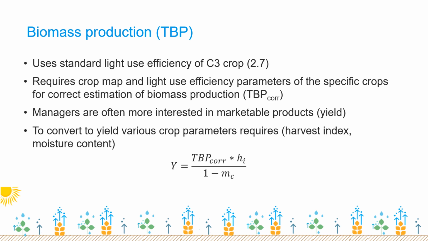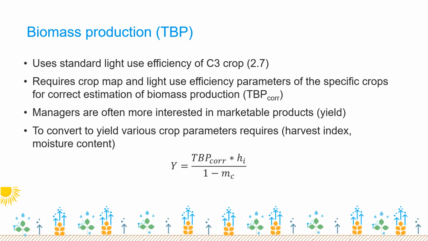The WaPOR biomass production, in absence of detailed information about the vegetation or crop type, assumes a light use efficiency of C3 crops of 2.7. For crops that have better efficiency to convert carbon into biomass, either C4 or CAM crops, the light use efficiency has to be corrected for. A crop map is therefore needed to correctly estimate the biomass production.